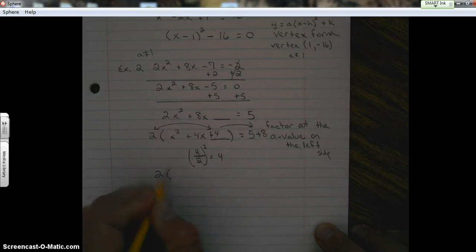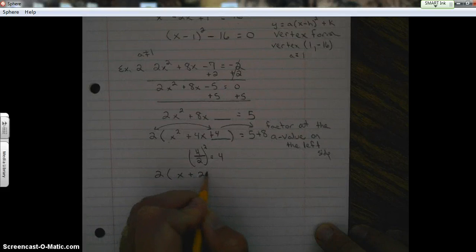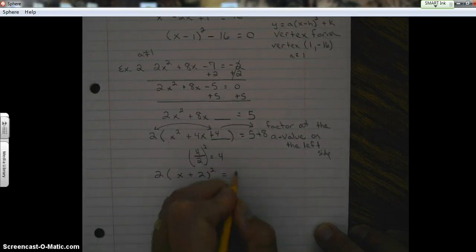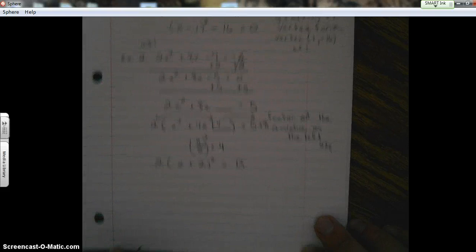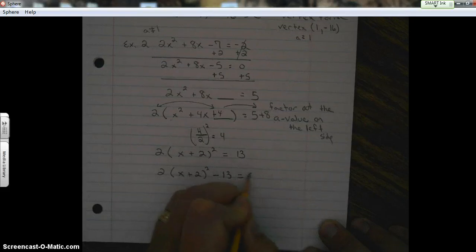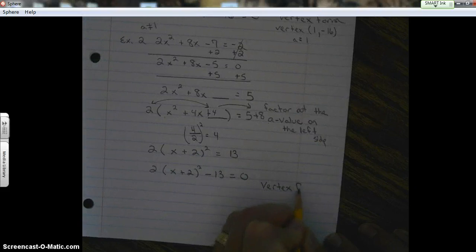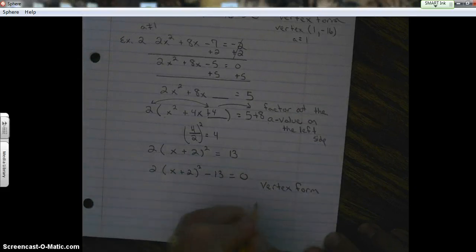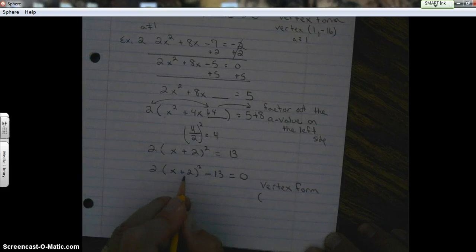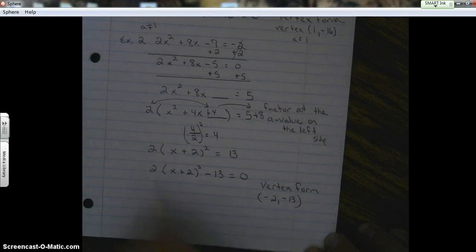Now this is a perfect square. If you factor this, you get x plus 2 squared equals 13. Then we'll go ahead and move the 13 over here. And now we're in vertex form. And your vertex is -2, -13. And your a value is 2, which means we have a vertical stretch.